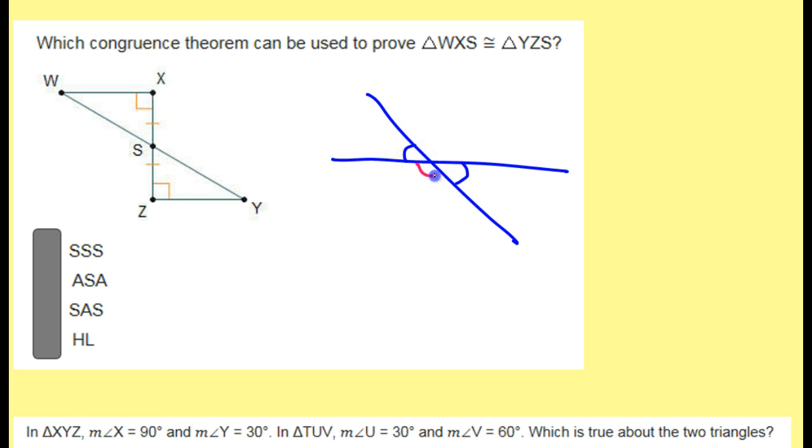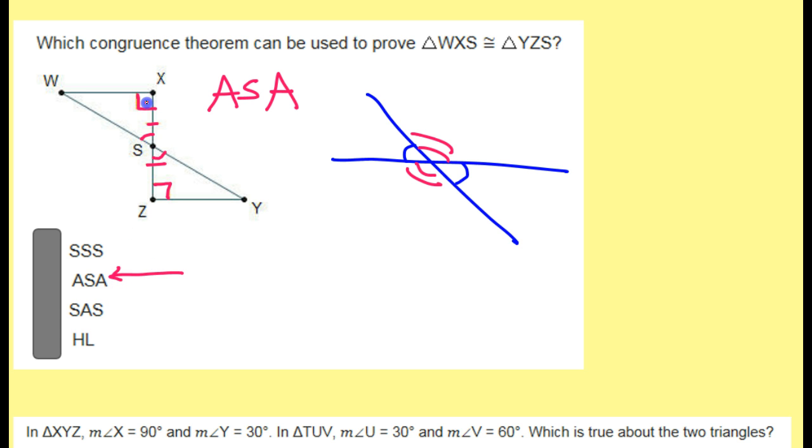There are actually two pairs, because these are also vertical angles, and they would also be equal. But back to this picture, our vertical angles are right here. So what we have are two angles, the vertical angle and this 90-degree angle, matching up with the other vertical angle and the other 90-degree angle. So we have two angles and a side in the middle. So that we have two angles, and then we have the side that's right between them. So that is angle, side, angle. Alright, so I know that this is going to be the answer right here.